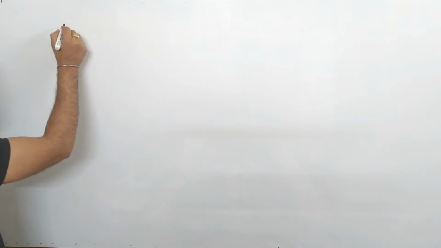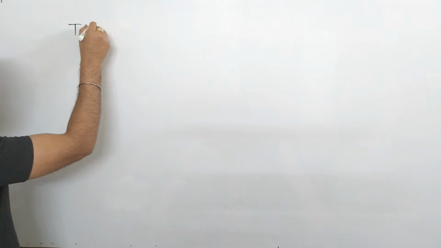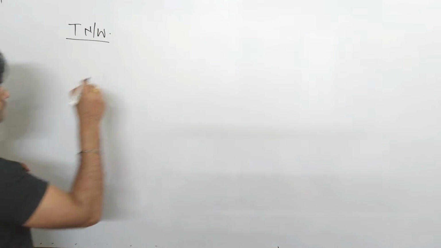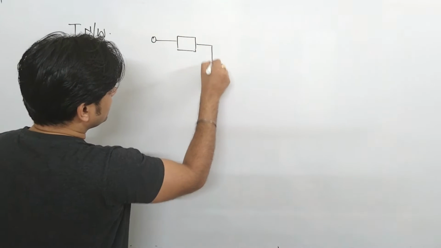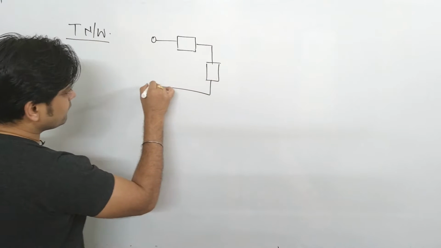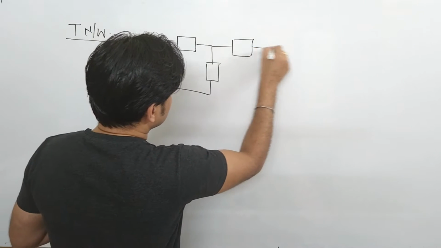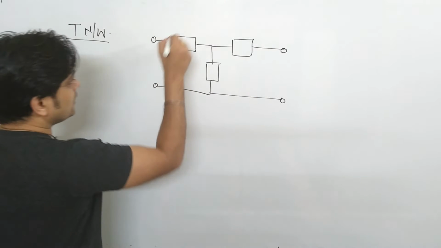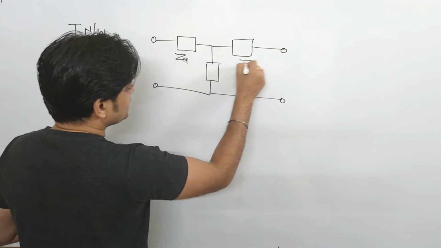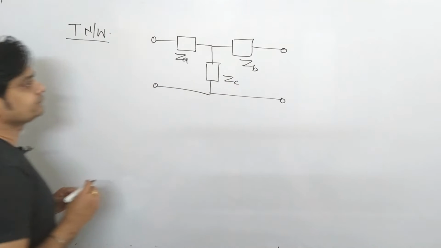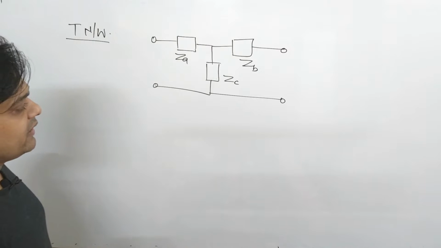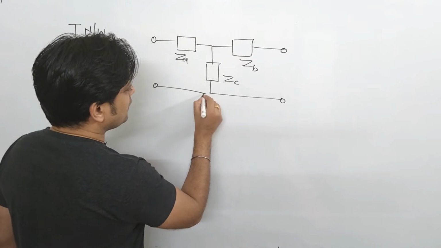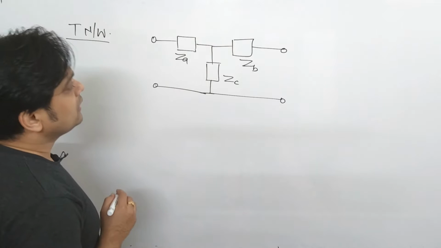So we start with our first network known as T network. As in my previous session, we have seen the T network, which is in this form. This is ZA, this is ZB and this is ZC. Since the impedances are connected in the form of a T shape, it is referred to as a T network. Now we will see how we find the Z parameter.